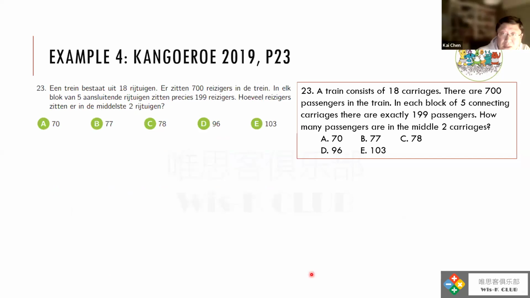A train consists of 18 carriages. And we know the total number of passengers is 700. And in each block of 5 connecting carriages, or 5 consecutive carriages, or 5 adjacent carriages, there are exactly 199 passengers. And it's asking how many passengers are in the middle 2 carriages.